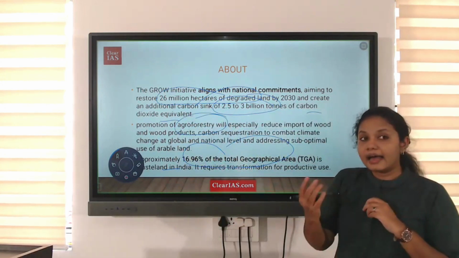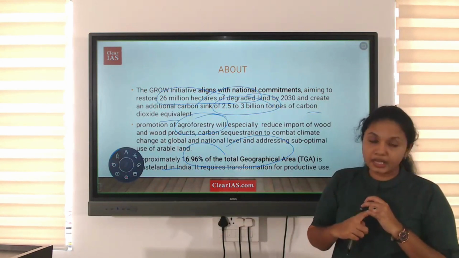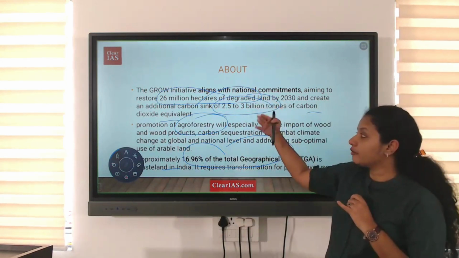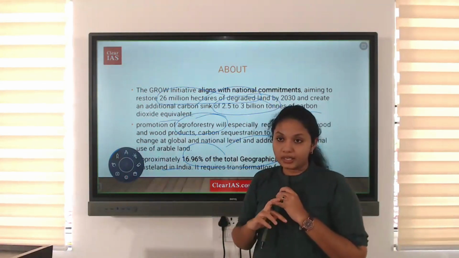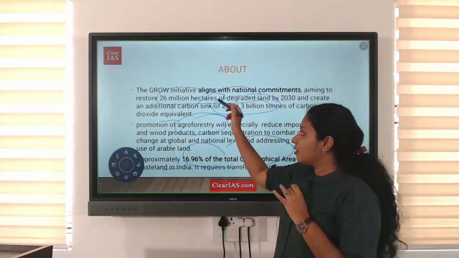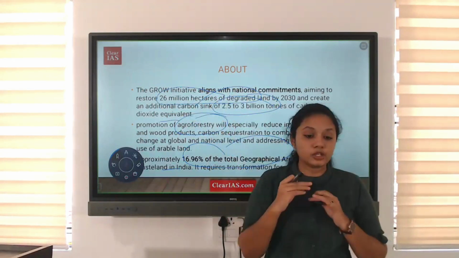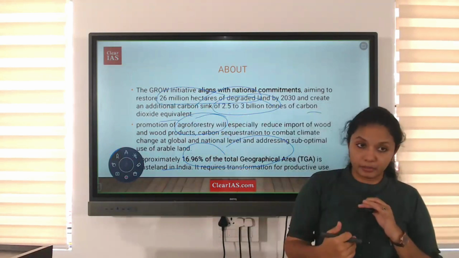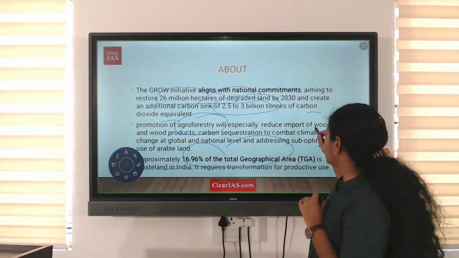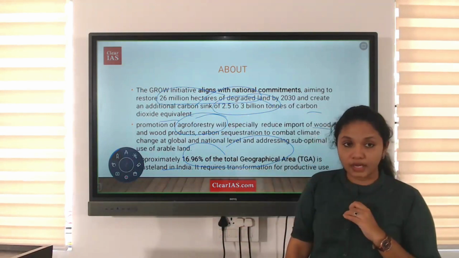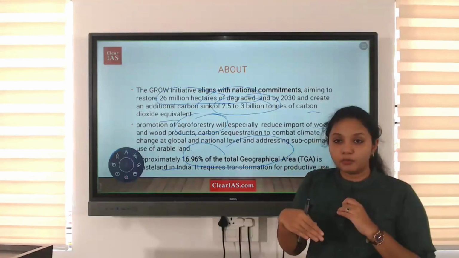Agroforestry will act as a carbon sink, thus reducing the amount of carbon dioxide. That is one of the important benefits. Then degraded land can be restored. Nearly 26 million hectares of degraded land need to be restored by 2030. That was our commitment and it can be achieved. Apart from that, we will be getting wood and wood products. We are now importing wood and wood products, and this can be reduced.